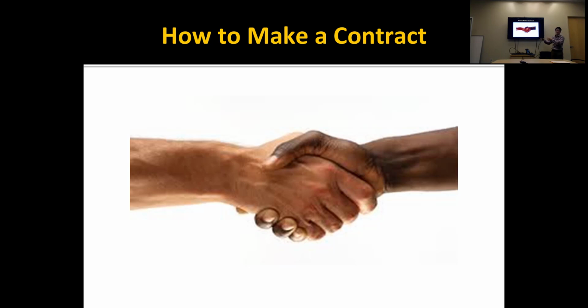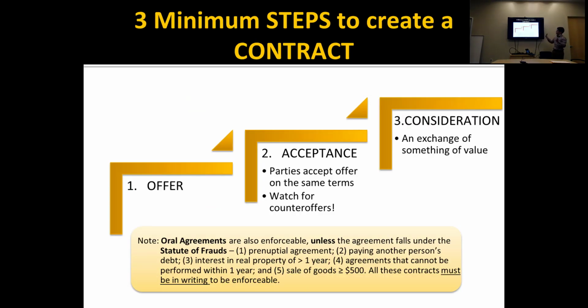Now, in terms of how to make a contract, we have these three essential elements. That's the classic law school exam components of a contract: the offer, acceptance, and consideration. I think at this point it'd be useful to offer a scenario.